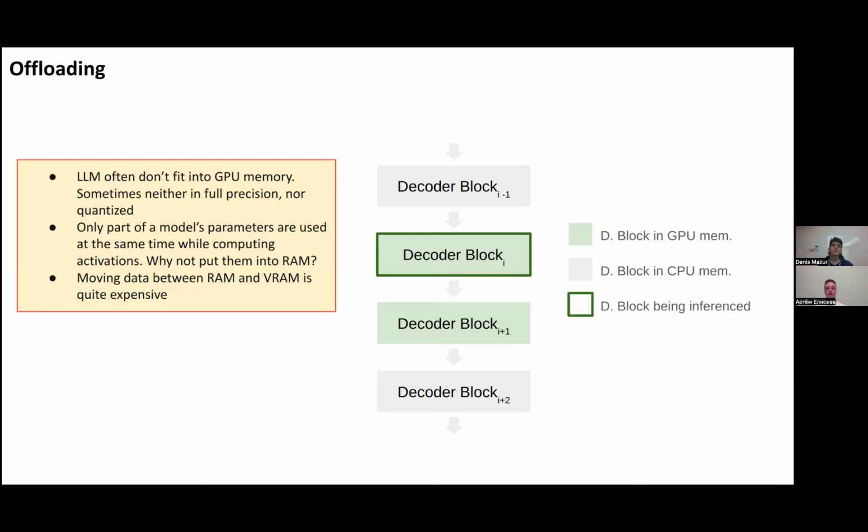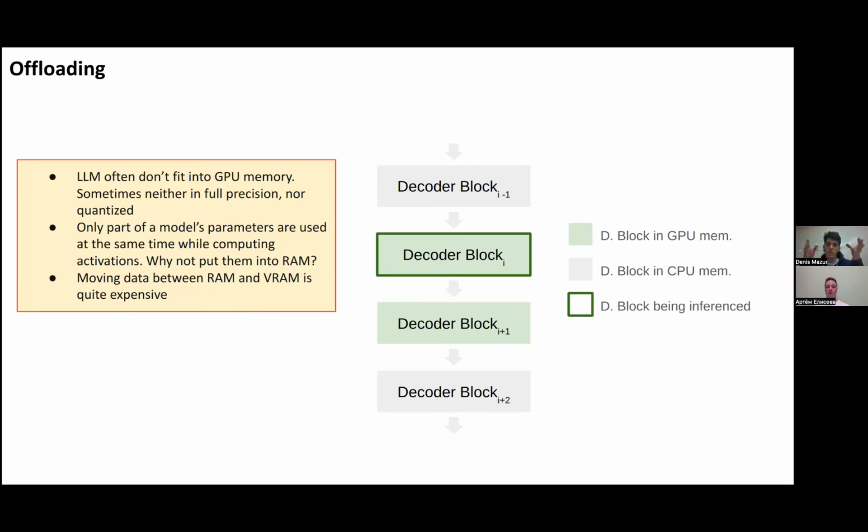And as soon as you need parameters for inference, you just unload them onto GPU memory, do your calculations, and offload them back. So there's a demonstration of that on the right. For example, let's say we're inferencing the ith decoder block. It is on GPU memory, and we have preloaded the next one, but we've already inferenced the previous one, so it's on CPU, and we haven't loaded the others yet. This is how offloading is usually done.